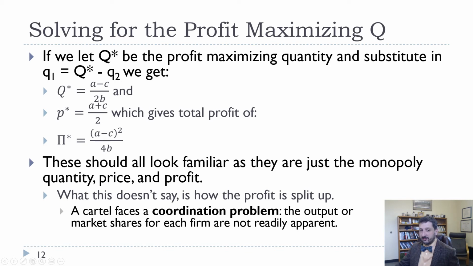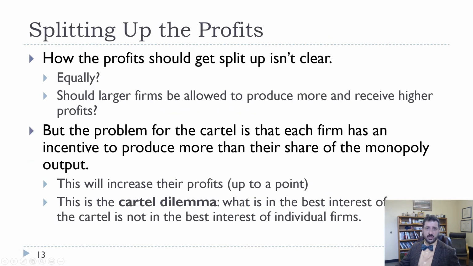Sometimes there are going to be bigger firms who demand to produce more than smaller firms, or depending on what the bargaining power is, some firms might want to produce more. So we have a coordination problem. And how we solve that could be complicated, right?